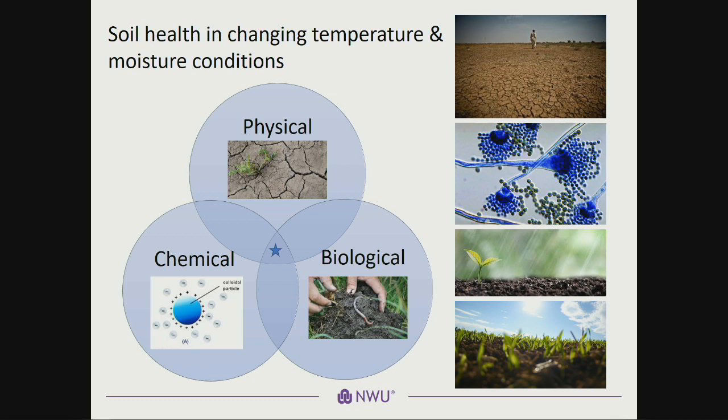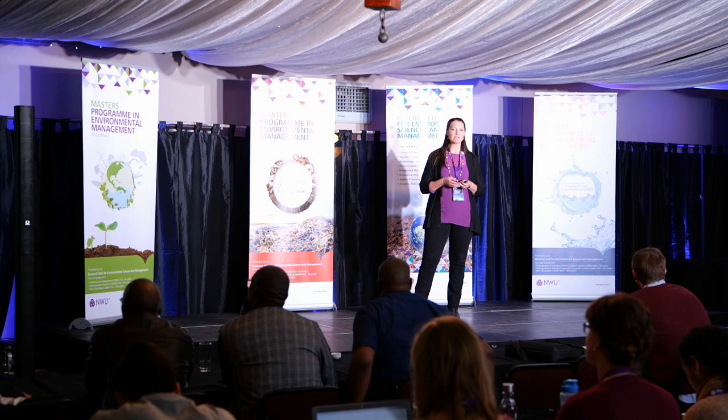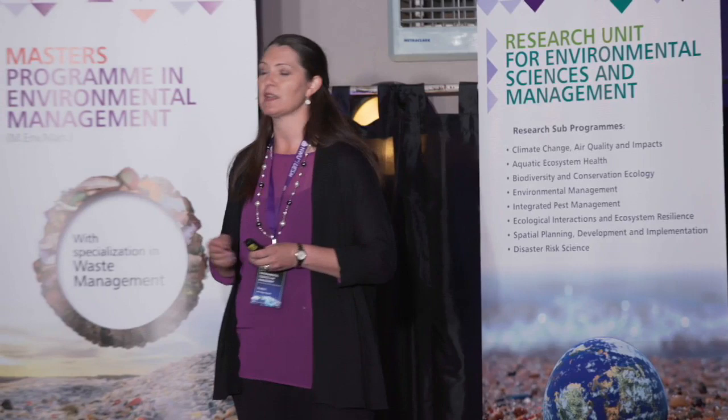Changes in temperatures and soil moisture affect the physical, chemical, and biological processes in soil and can also affect the quality and productivity of our soil, not just in terms of food production, but also in terms of the pathogens, pests, and natural toxins that cause harm. Now, aflatoxin is one such example.